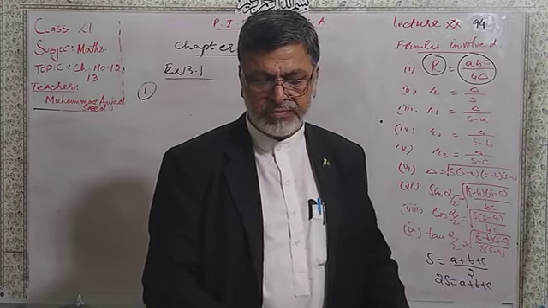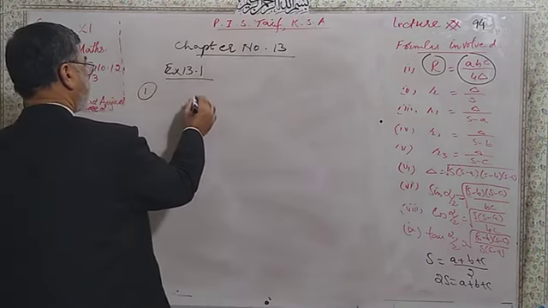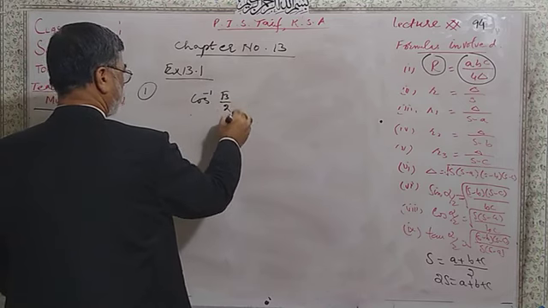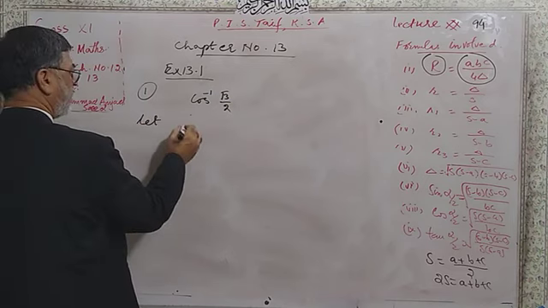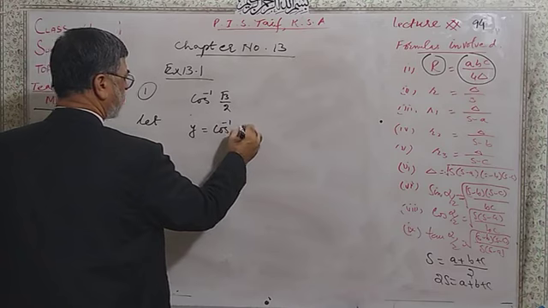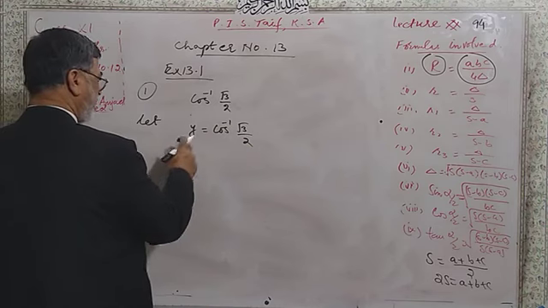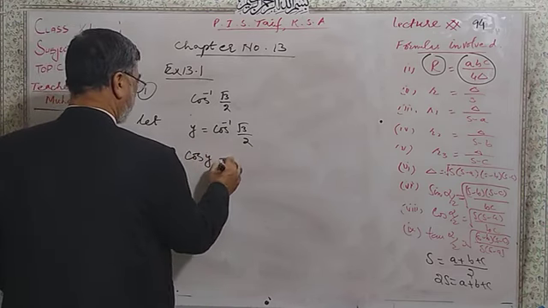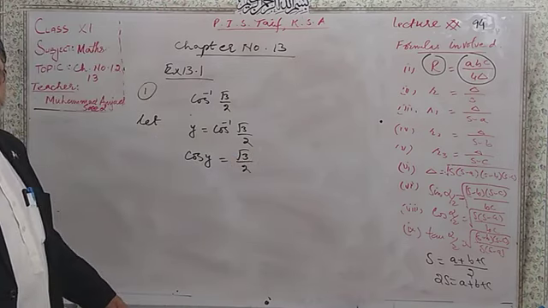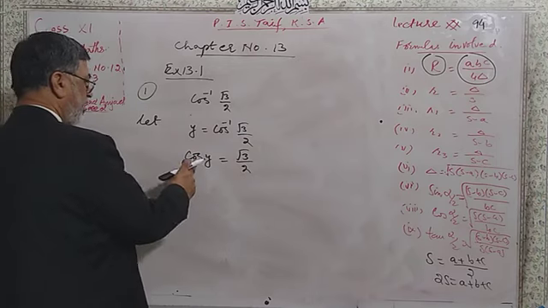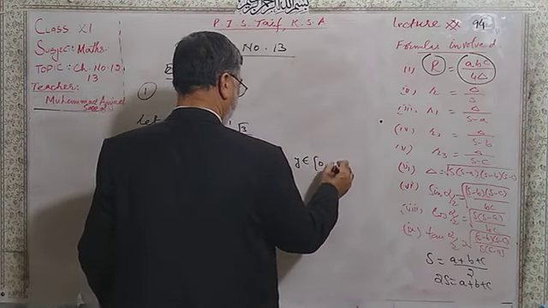We have to find the values of part number 3, cos inverse root 3 over 2. Dear students, let y is equal to cos inverse root 3 over 2. Bring this cos over, so cos y is equal to root 3 over 2. This is in the range of 0 and pi.